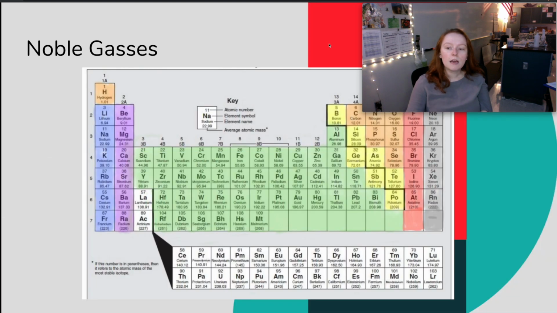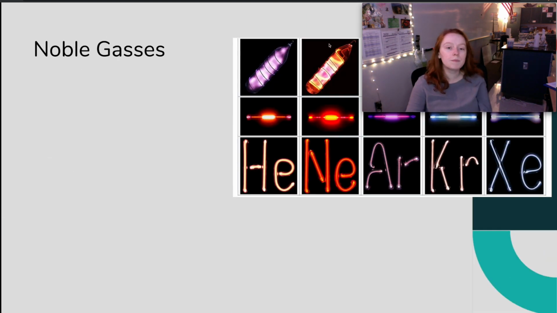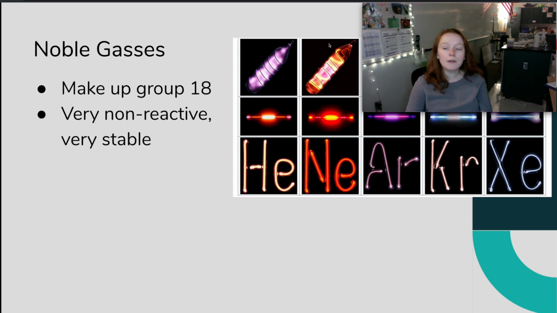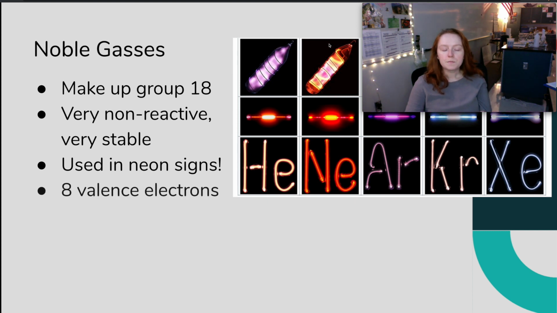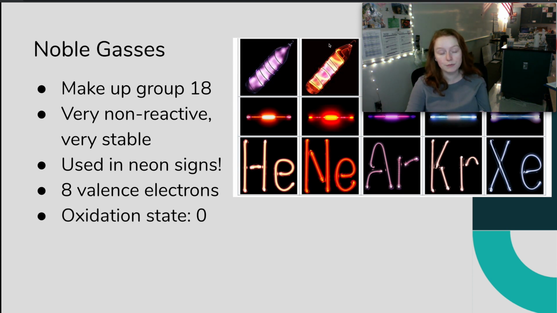Then finally, we have our noble gases down here on the end. I have mine done in gray. They include helium. They make up group 18, and they're very non-reactive and very, very stable. They don't tend to react with anything at all. They're used in neon signs. Neon signs get their name from neon, but not all neon signs contain neon. All but helium have 8 valence electrons. Helium only has 2 valence electrons, and they all have an oxidation state of 0.